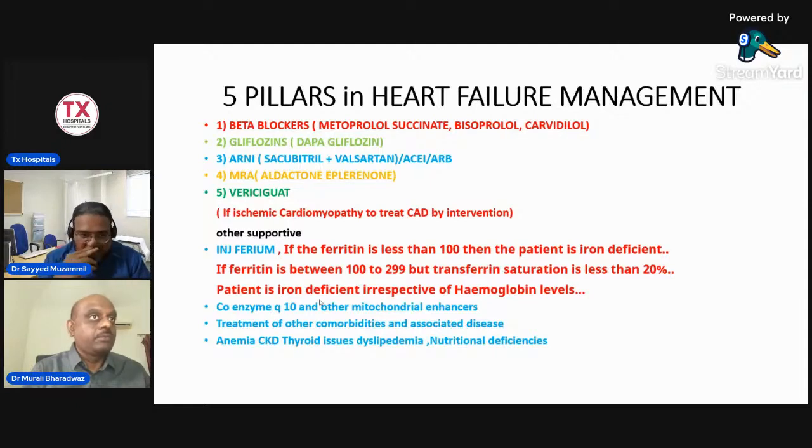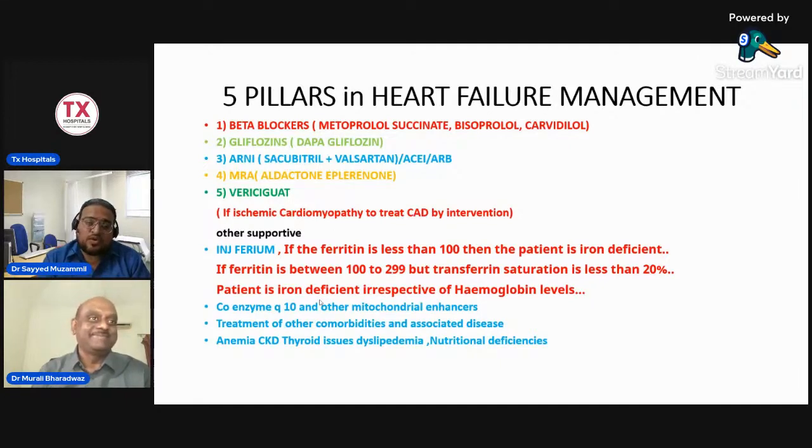So, along with treating iron deficiency and giving anti-heart failure medication, you should give medication like coenzyme Q and mitochondrial enhancers. These medications are not that well proved in any clinical trial, but in my clinical practice I have seen that once you give these supportive enzymes, the patient tells you, sir, you have added this medication, I am having excellent benefit with it.